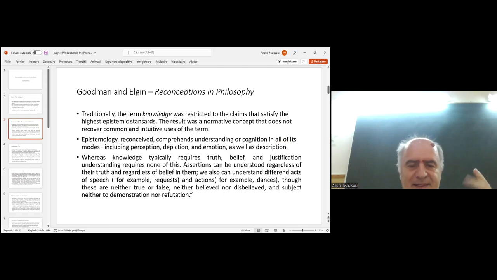Whereas knowledge typically requires truth, belief, and justification, we already know this, understanding requires none of this. This is the main dichotomy between the two. Assertions can be understood regardless of their truth and regardless of belief in them. We can also understand different speech acts. For example, we can understand requests and actions. For example, we can understand dancers or their dances. These are neither true nor false, neither believed nor disbelieved, and not subject to demonstration or refutation.